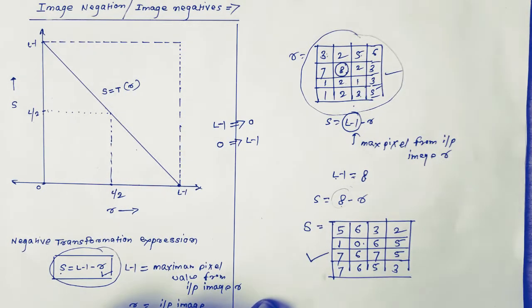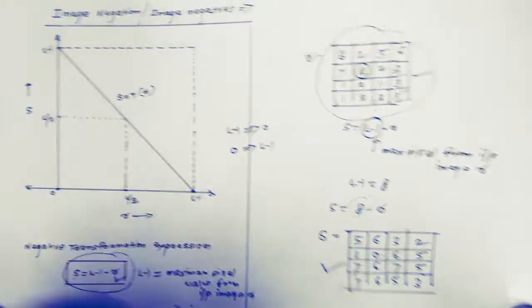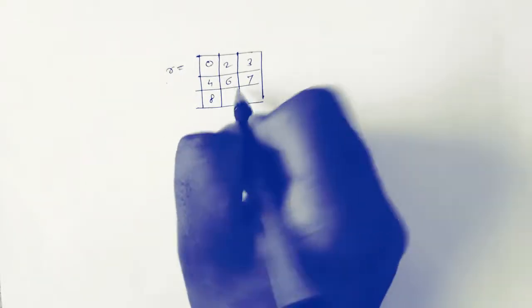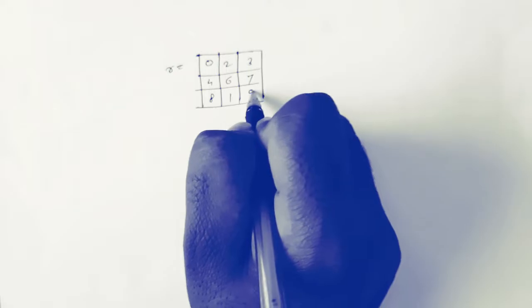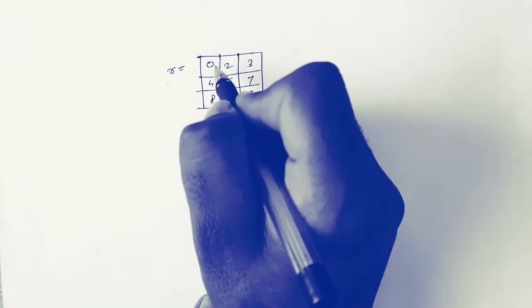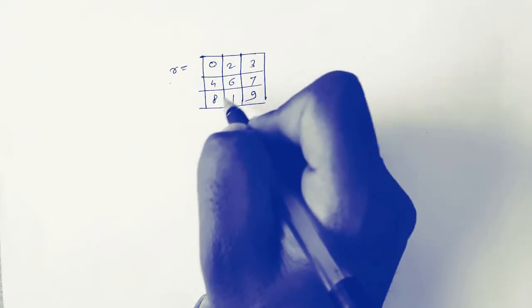Now I would like to take one more example on the same. Suppose I have R, a 3 by 3 image, and the values are 0, 2, 3, 4, 6, 7, 8, 1, 9. So these are my random pixel values: 0, 2, 3, 4, 6, 7, 8, 1, 9.